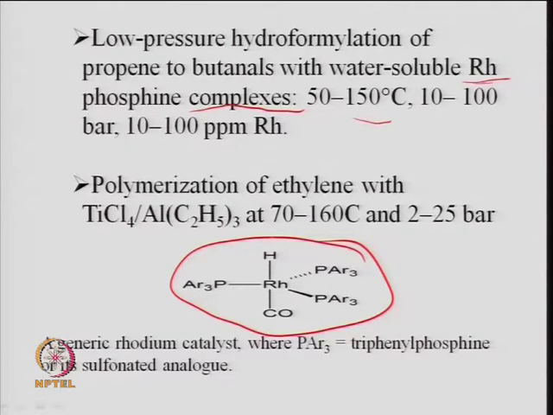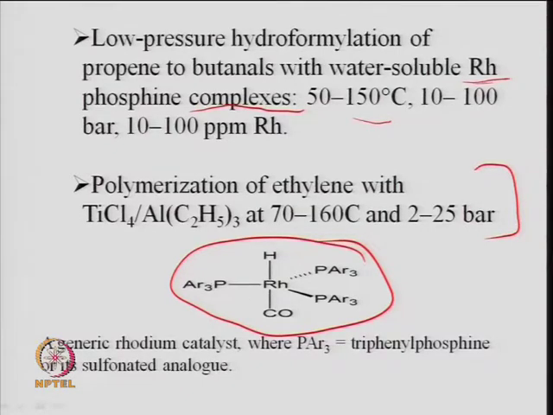This can also be used for polymerization of ethylene, where titanium chloride and aluminum triethyl compounds are used, which is a kind of Ziegler-Natta type of catalyst. So, they have been used, and that is again a kind of homogeneous catalyst. These kinds of catalysts are used in the petrochemical industry, and the activity of these catalysts is very high compared to the heterogeneous catalyst system.